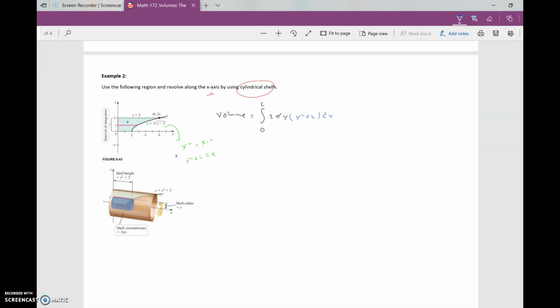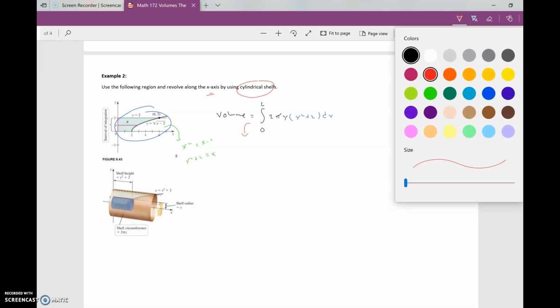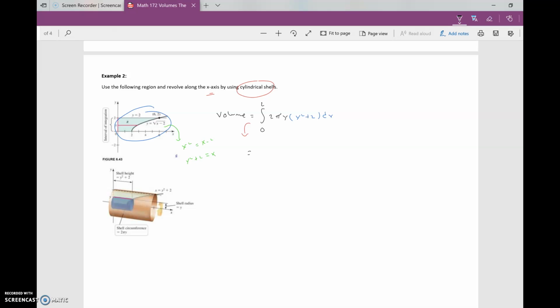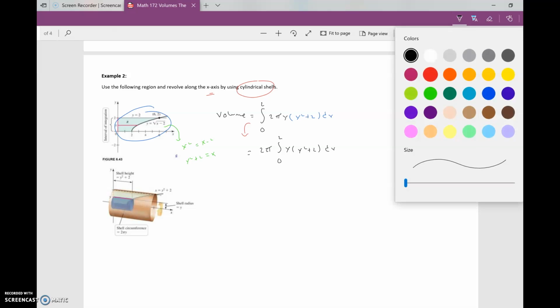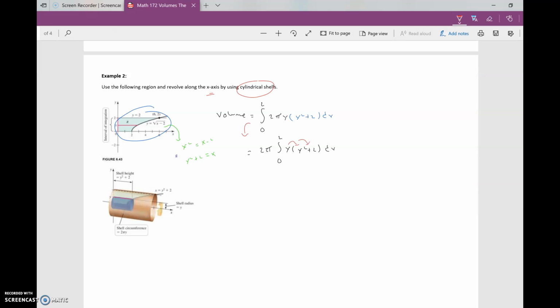So this happens to be our bounded region that we're going to be integrating. So let me rewrite it. This particular one, let me extract the 2 pi. So this will be 2 pi integral from 0 to 2 of y times y squared plus 2 dy. And let me distribute the y. So we're looking at 2 pi integral from 0 to 2 of y to the third plus 2y, and technically dy.